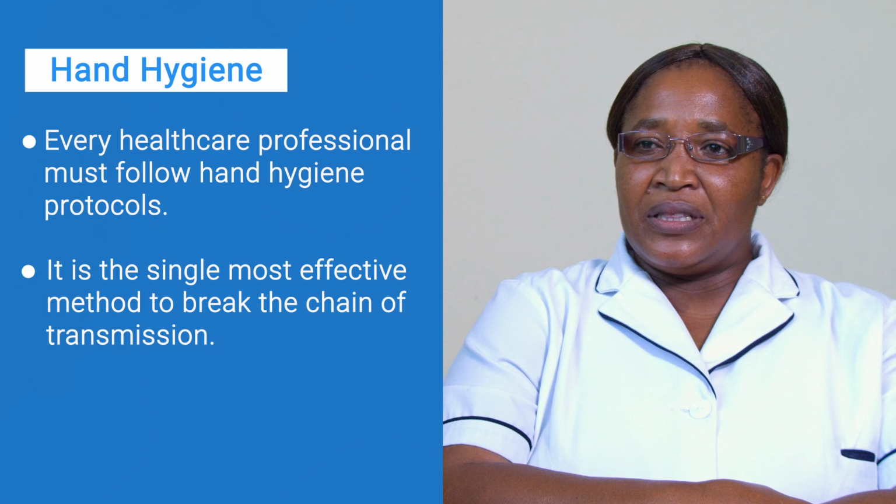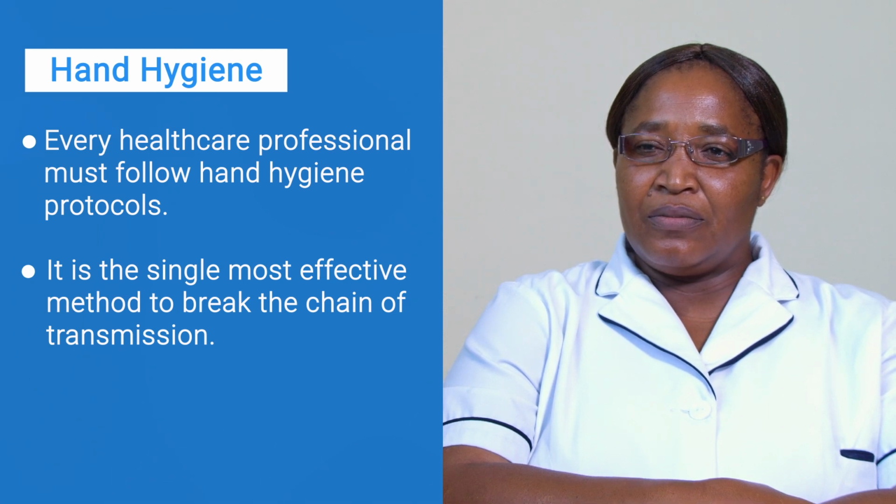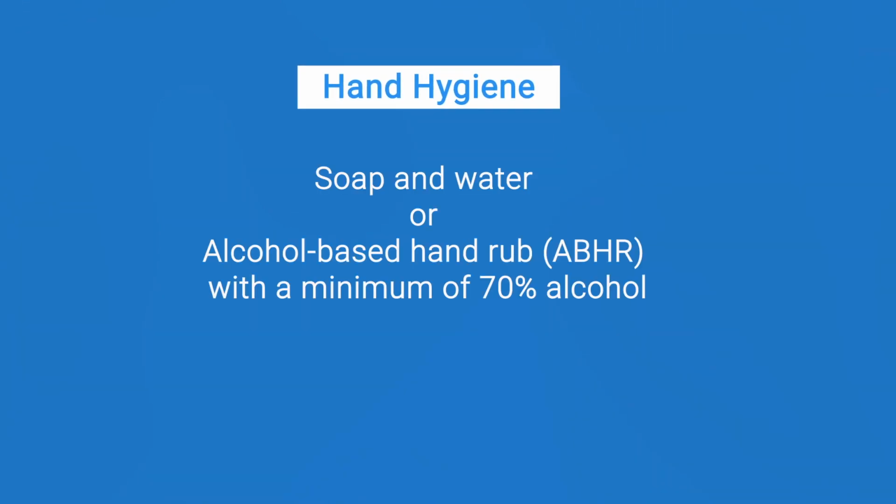Hand hygiene can be the single most effective method to break the chain of transmission. Hand hygiene can be done with soap and water or with alcohol-based hand rub. The alcohol-based hand rub must have a minimum of 70% alcohol for effectiveness.